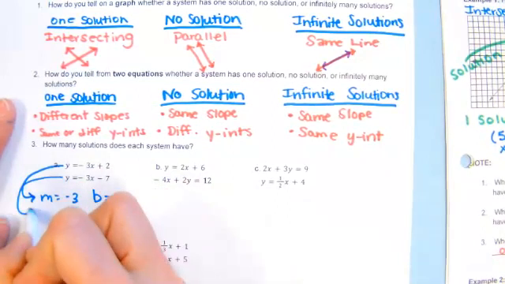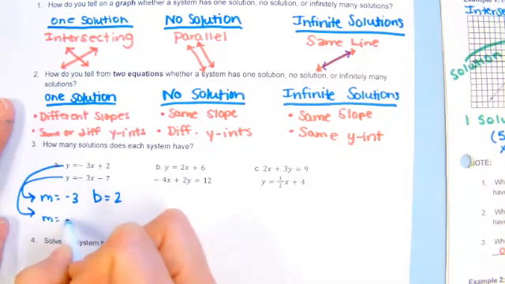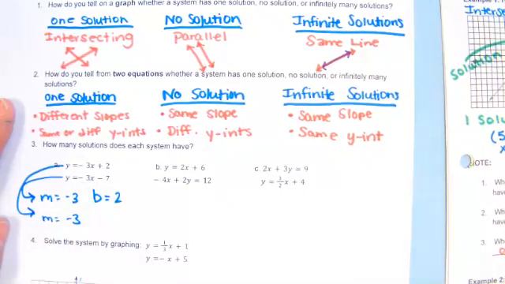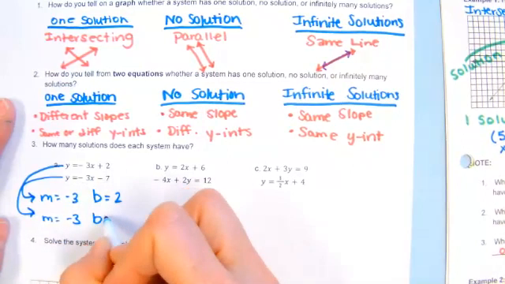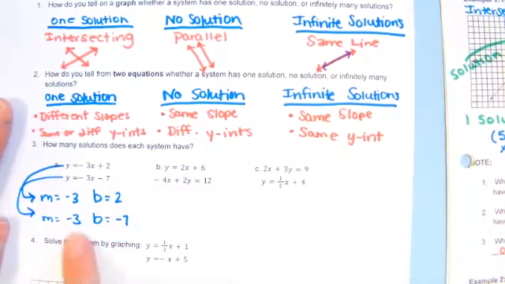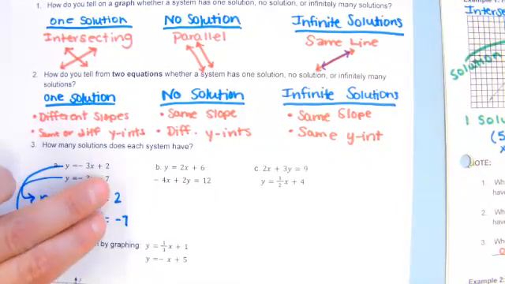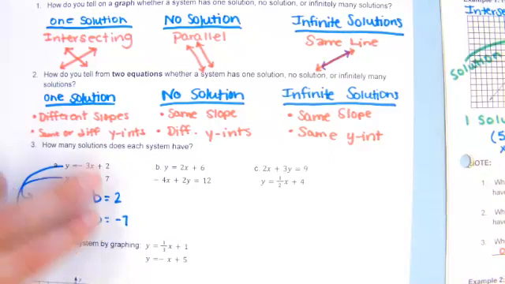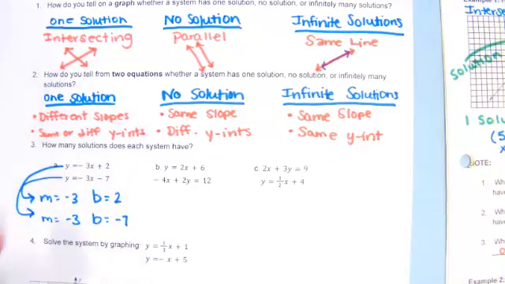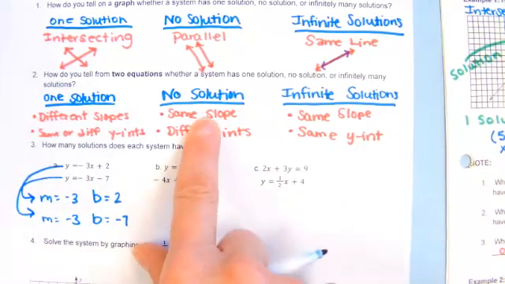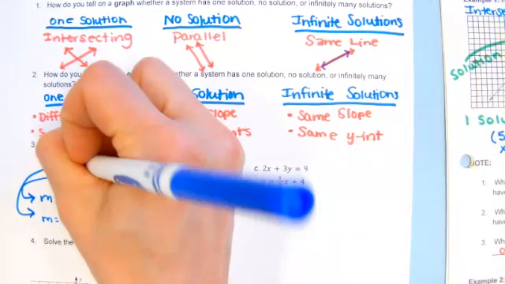The y-intercept, or the b, is +2. On the next one, the m is -3. That's the one next to the x. Slope is next to x. The y-intercept is -7. So you see that you have the same slope and different y-intercepts. You use these notes. Which one says same slope and different y-intercepts? Oh, that's right here. That's no solution.